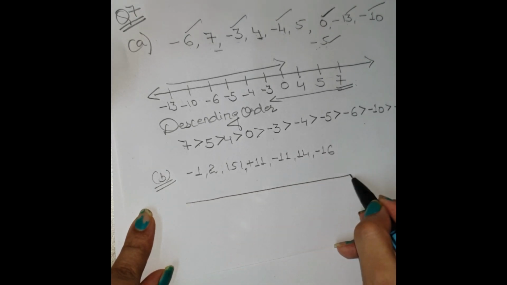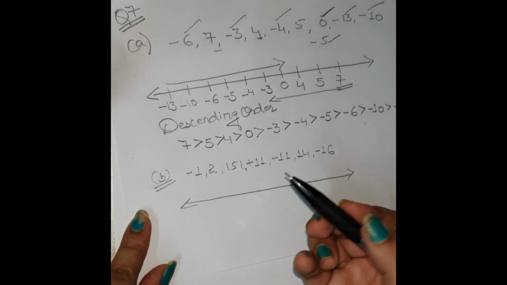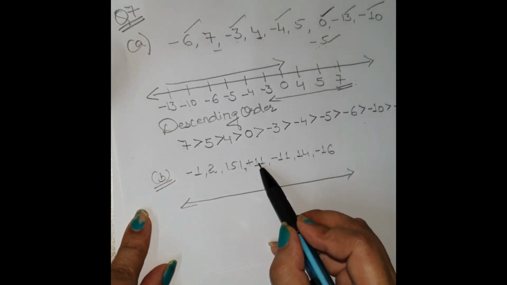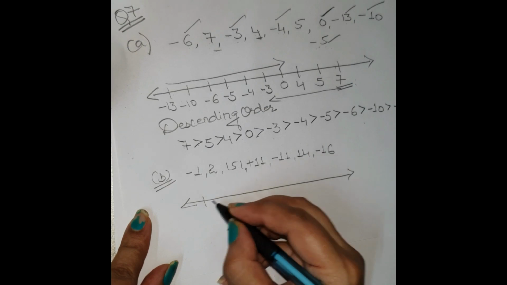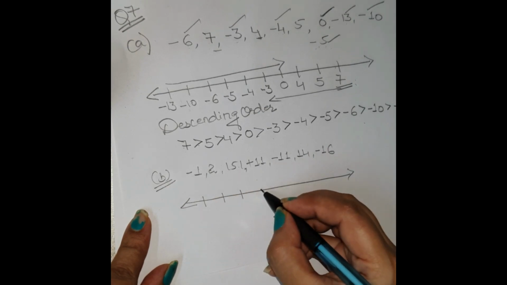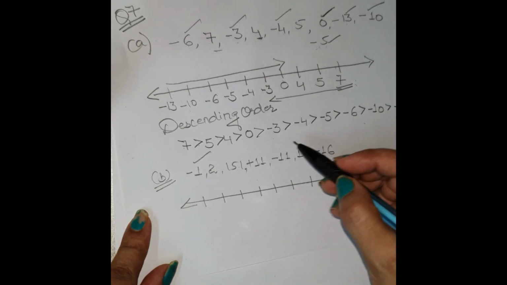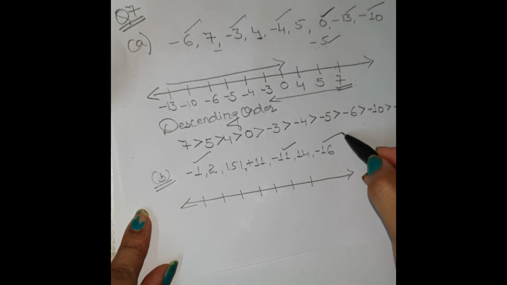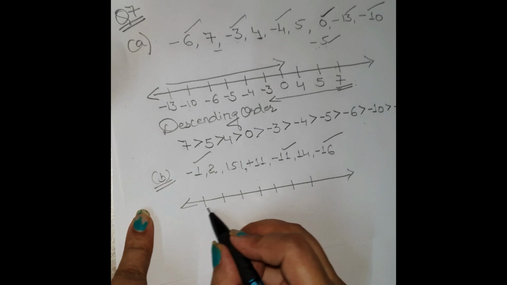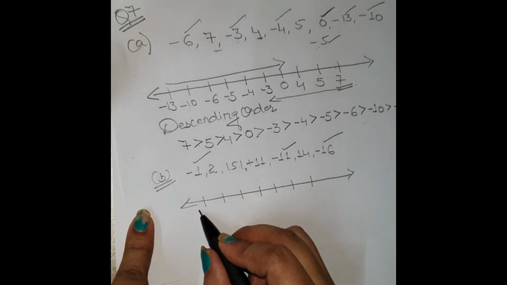So again, draw a number line. Count how many integers are there. 1, 2, 3, 4, 5, 6, 7. So divide your number line into 7 parts. 1, 2, 3, 4, 5, 6, 7. Then count the negative integers. 1, 2, 3 negative integers are there. So 1, 2, 3. On these 3 lines the negative integers will come.